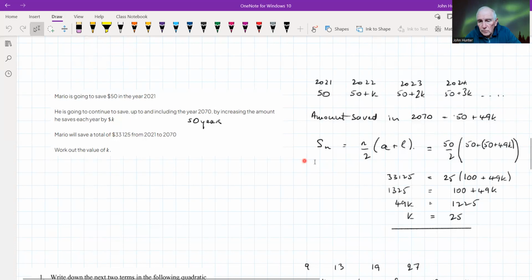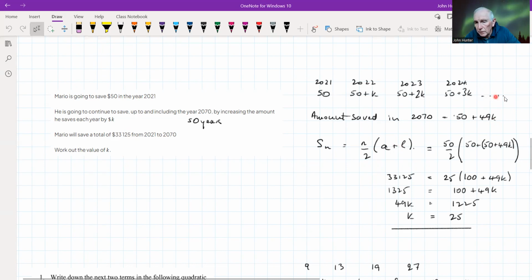So what we have to do is formulate an equation. He's giving us an indication of what the equation is. So the sum of the sequence is going to be the number of terms, which is going to be 50, isn't it? Divided by 2 into the first term plus the last term. Well, what is the last term? Just following this pattern through, I think we can see 2070 is going to be 50 plus 49k.